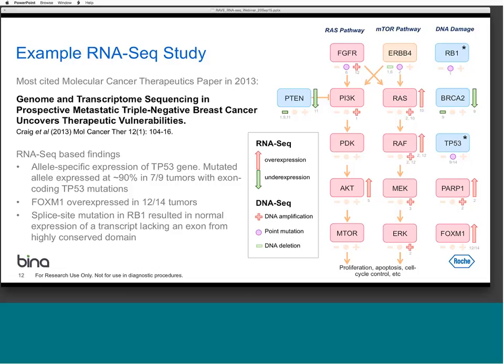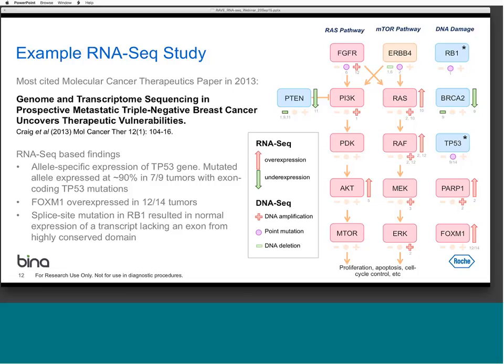FOXM1, for that particular gene, no mutations were found. And yet, from the RNA-Seq analysis, 12 out of the 14 tumors were overexpressing it. FOXM1 is associated with cell proliferation, and so this is a potentially very interesting finding. With respect to the retinoblastoma gene, a splice site mutation was found, and when they looked at the RNA-Seq results, it appears that an exon from a highly conserved domain was what was missing from the transcript.